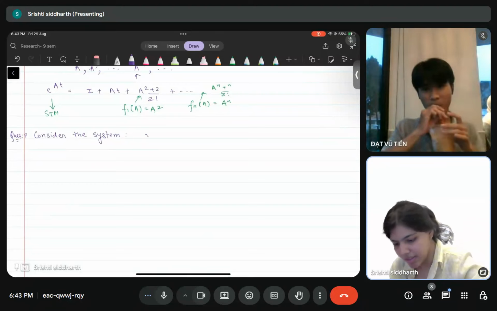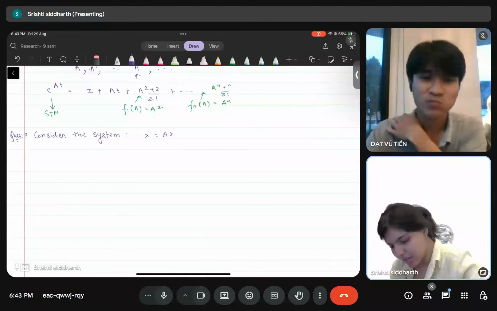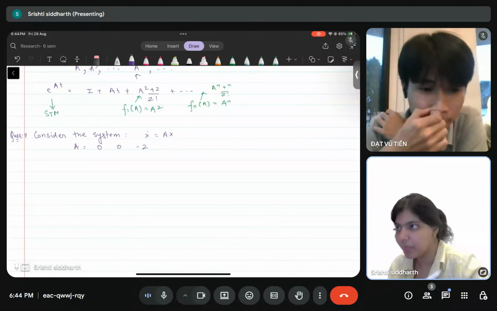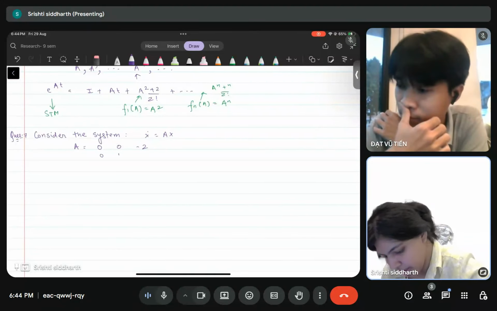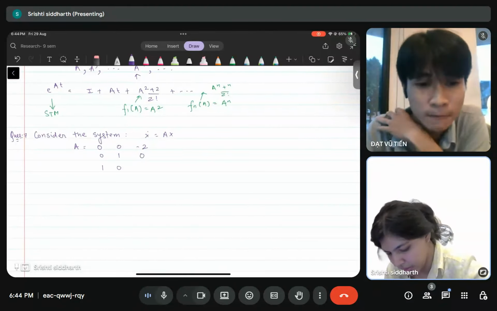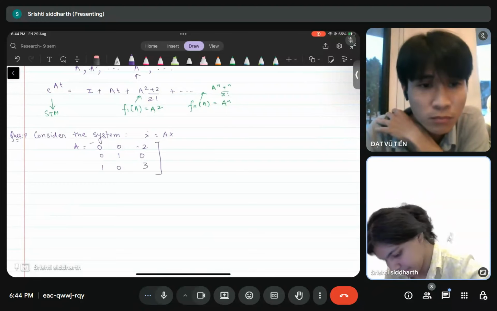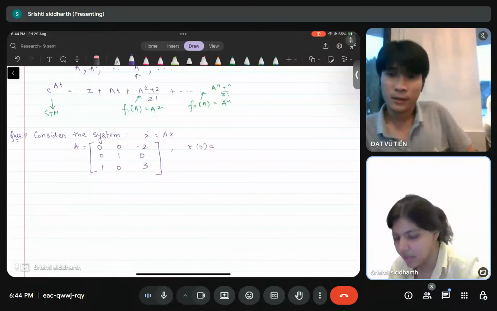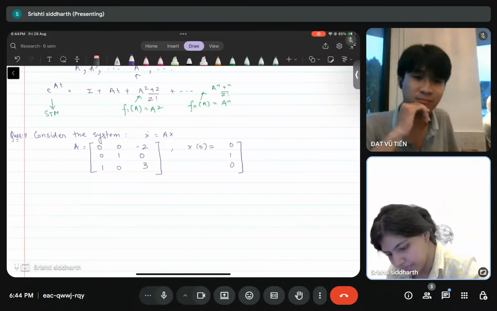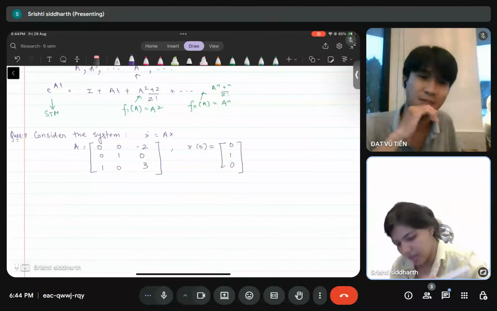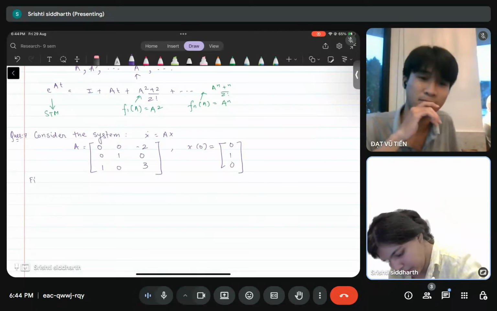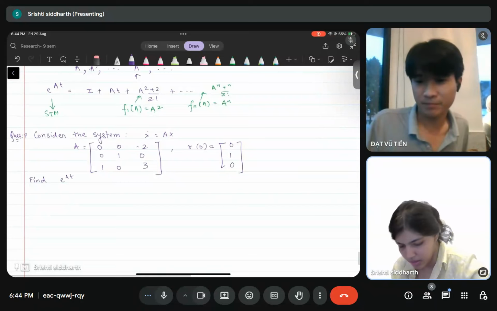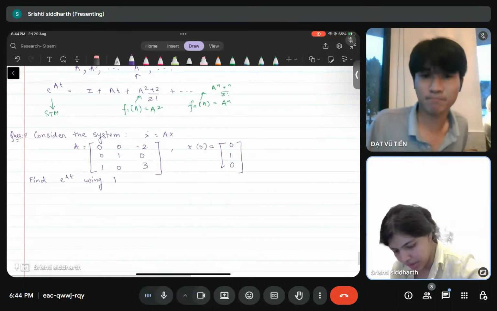So consider a system x dot equals Ax, where A is 0, 0, minus 2, 0, 1, 0, 1, 0, 3. And there is some initial condition 0, 1, 0. So the goal is to find out what is e to the power At using the Cayley-Hamilton theorem.